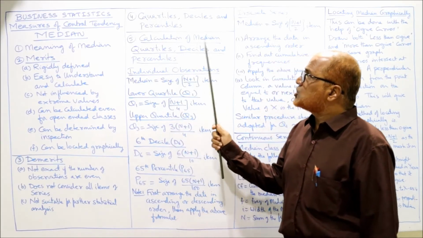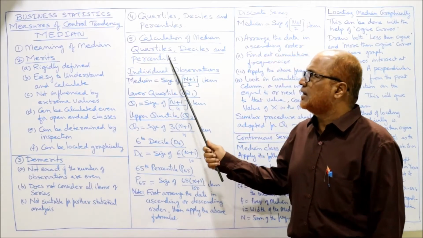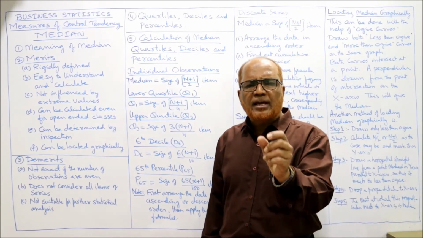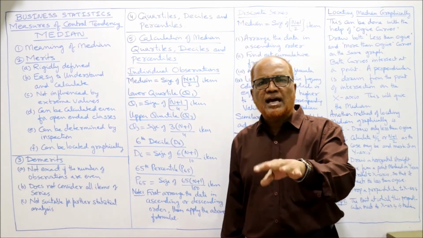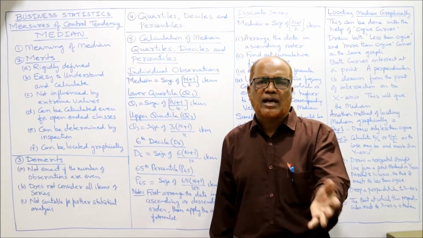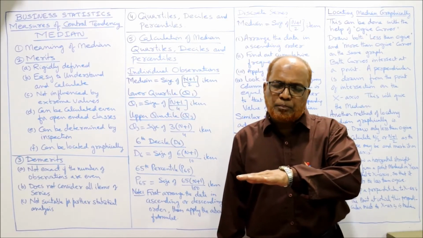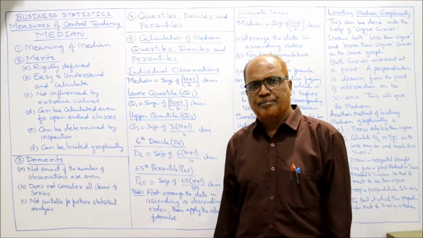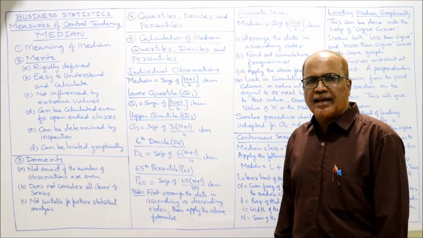Now calculation of median. How to calculate the median, quartiles, deciles and percentiles. The method for all is the same, only the denominator will change. In median the denominator will be 2, in quartile it will be 4, in decile the denominator will be 10, in percentile it will be 100. That is the only difference. Remaining, the procedure of calculating median, quartile, decile, percentile is the same. We'll see the problem. We'll do the problem and I'll explain again at that time.